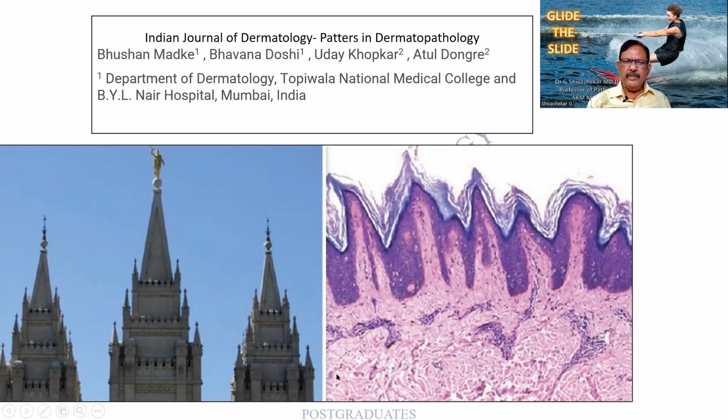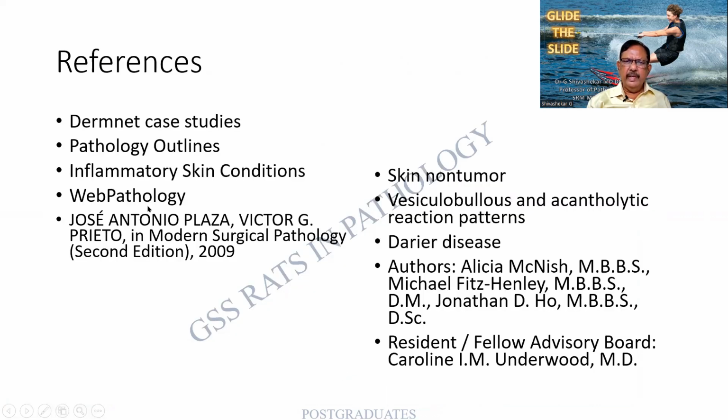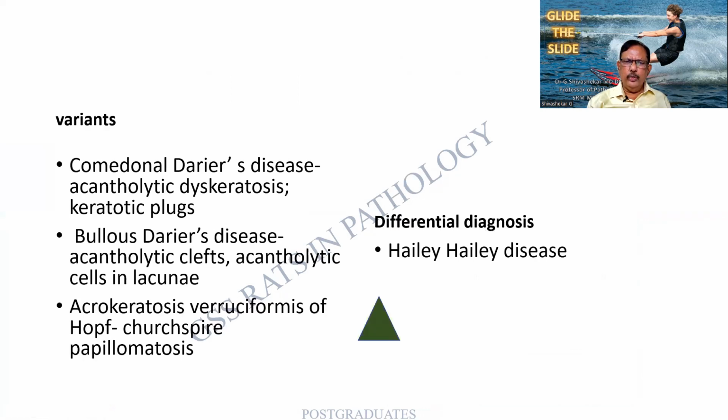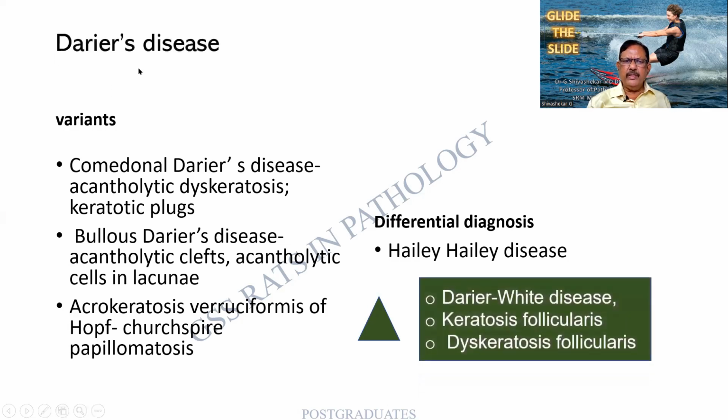Dermal inflammation is an additional point. So these are the references. I would like you people to kindly go through this, and these are the variants of this particular disorder. Comedonal, bullous, acrokeratosis verruciformis. The differential diagnosis can be Hailey-Hailey disease, which we shall see later. So the diagnosis is Darier's disease or Darier-White disease. Thank you.